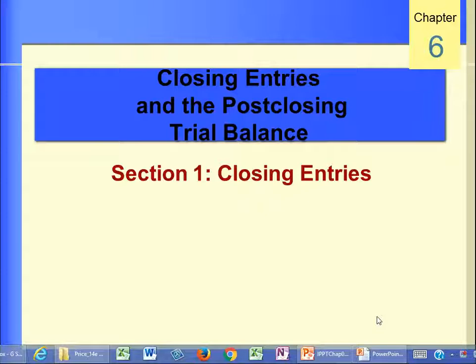So basically, when we close the books, we close out revenue and expense accounts to income summary. Then income summary is closed to capital, and drawings is subtracted from capital.